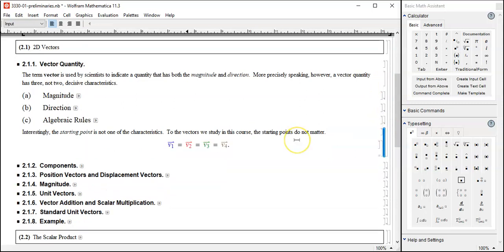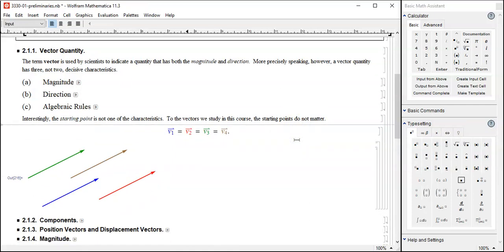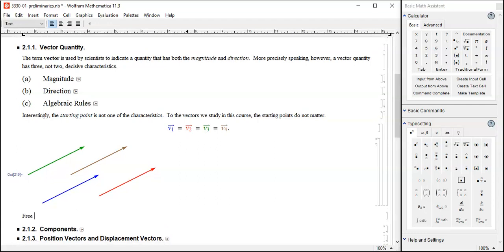An interesting thing is we have to have these three: magnitude, direction, and algebraic rules. But the starting point is not one of those characteristics. As you can see in this picture, blue, red, green, and brown, we have 4 vectors, but they're all the same. They all start in different places, but that doesn't matter. Magnitude and direction are the same, so these are all the same vectors. As a matter of fact, these represent so-called free vectors.